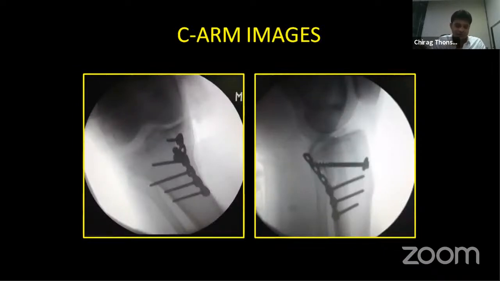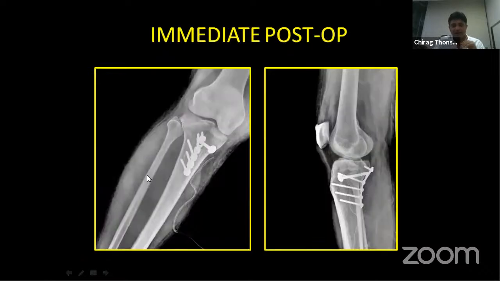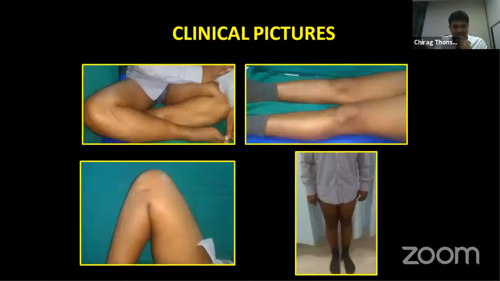Lag screw with a posteromedial condyle plate. Since the lateral condyle was undisplaced, one wouldn't really bother, or else one could just put one screw percutaneously from lateral to medial side to stabilize this lateral condyle. This is the immediate post-op, and after 3 months, that's how a scar of a posteromedial condyle fracture would look.